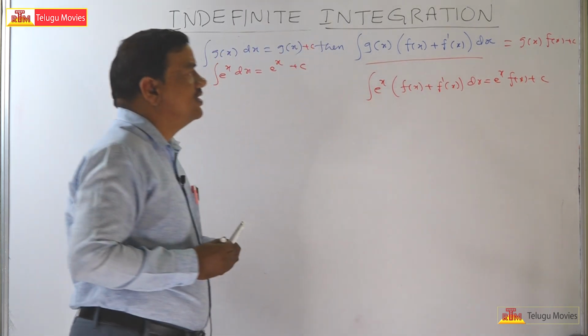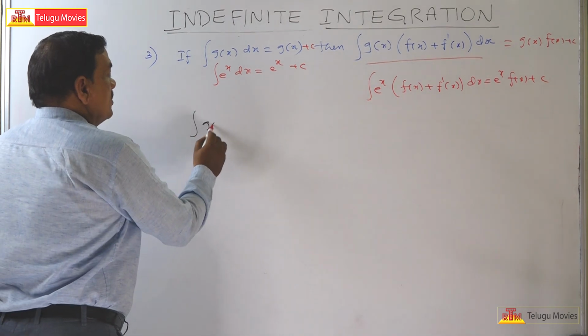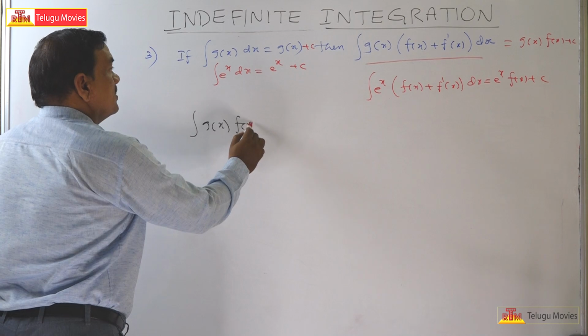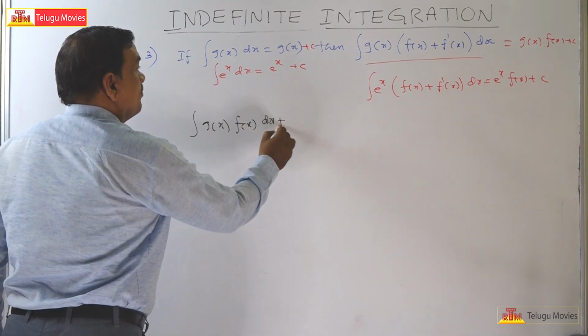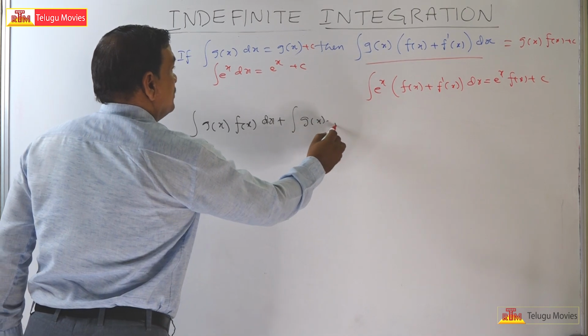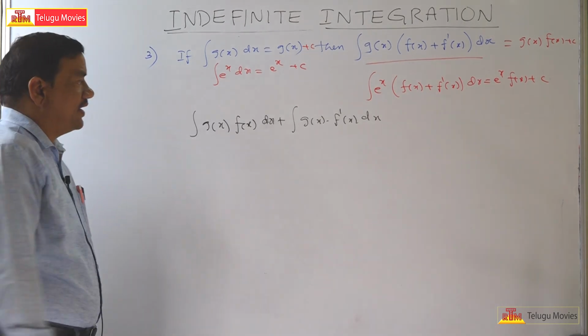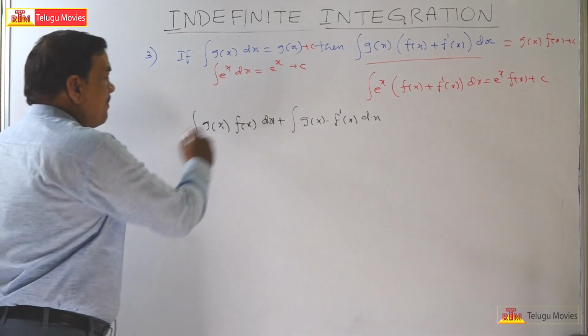Yes, I will do. General procedure, how to do, right? Take that as g of x, multiply inside, g of x into f of x plus dx, plus g of x into f dash of x dx. Okay, now, right. So, this you put it like that. Now do this problem by parts formula.